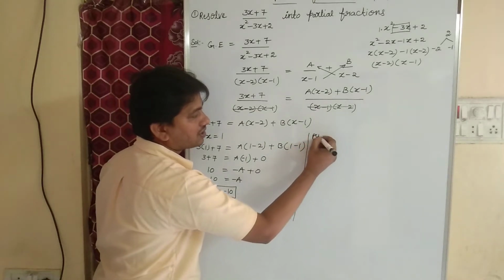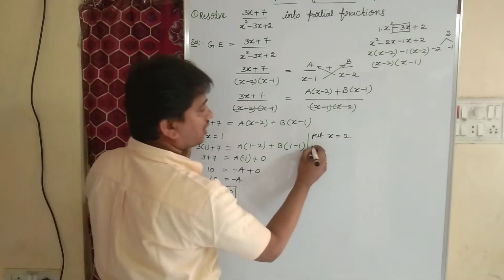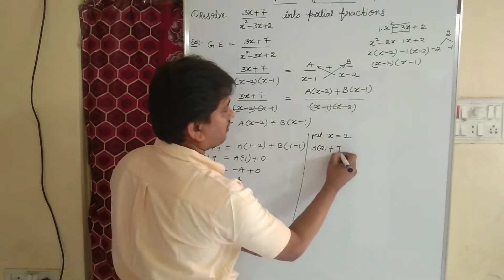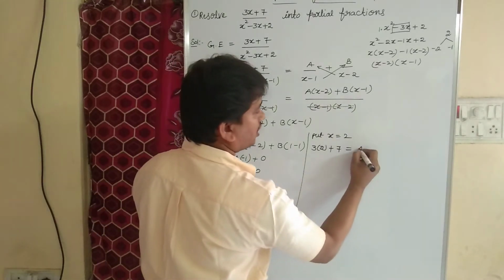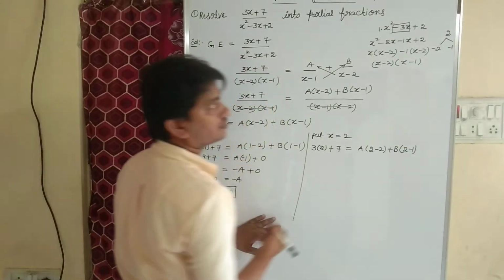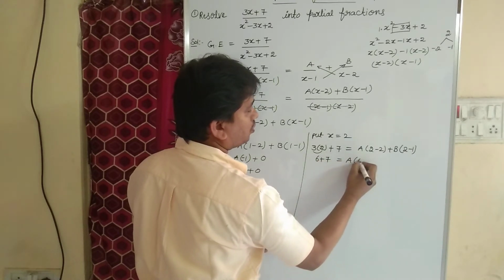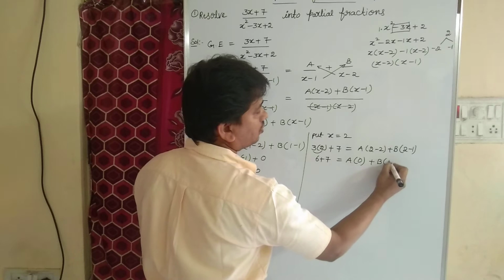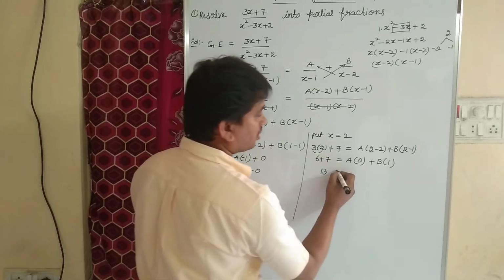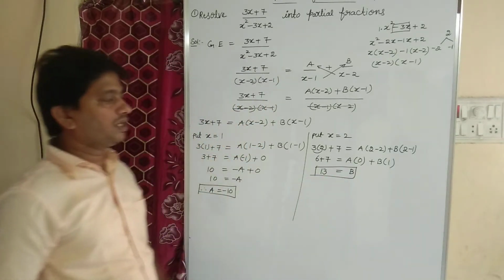Now, as per my convenience, I want to put 2 in the place of x, children. If I put 2 in the place of x, what will I get here? 3 into 2 plus 7 equal to a into 2 minus 2 plus b into 2 minus 1. 3 into 2 is 6 plus 7 equal to a into 2 minus 2, 0, plus b into 2 minus 1, 1. So 6 plus 7, that is 13, equal to a into 0, 0, plus b into 1, b. So what is the value of b? The value of b is 13.